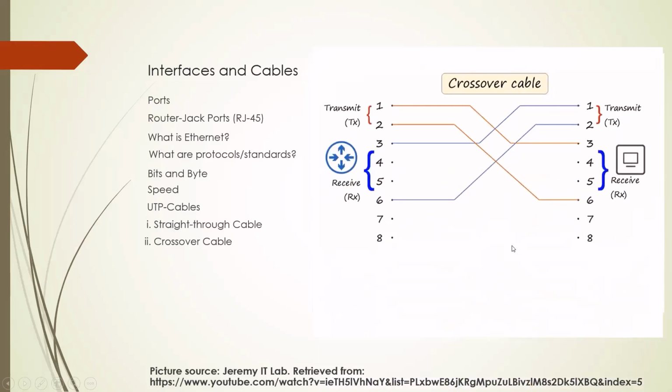Now, the same thing happens when you try to connect a router to a PC. Remember, routers and PCs use 1 and 2 for transmit, 3 and 6 for receive. So if you use a straight cable to connect them, it will never work. It's only a crossover cable you can use in connecting them.